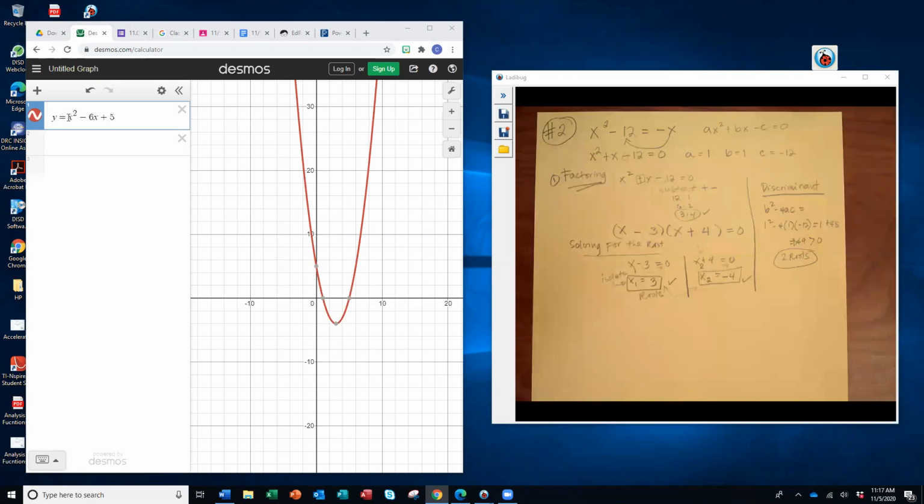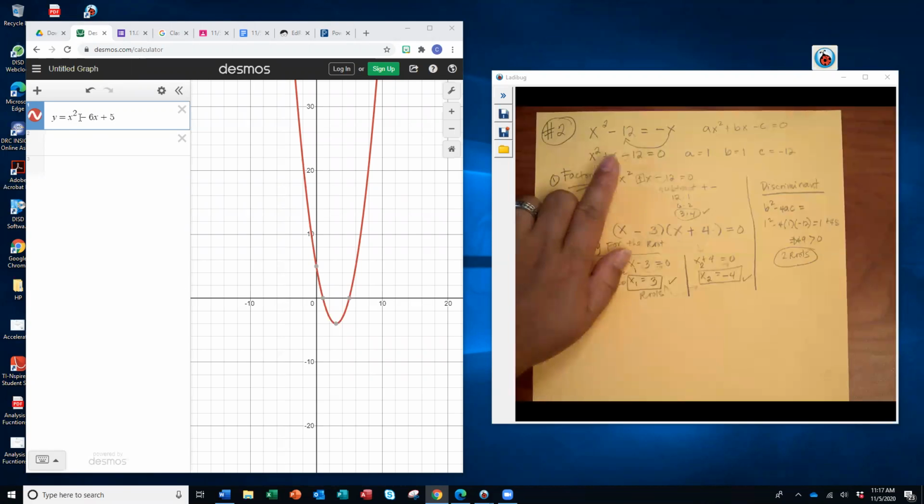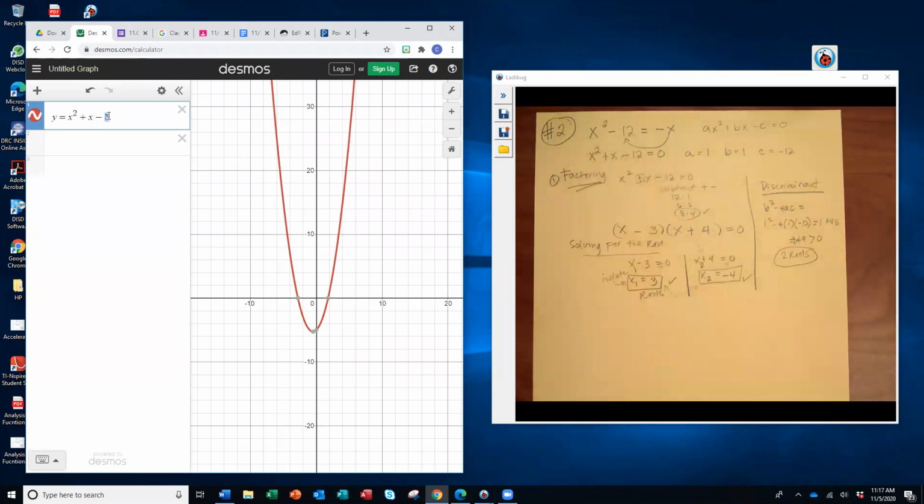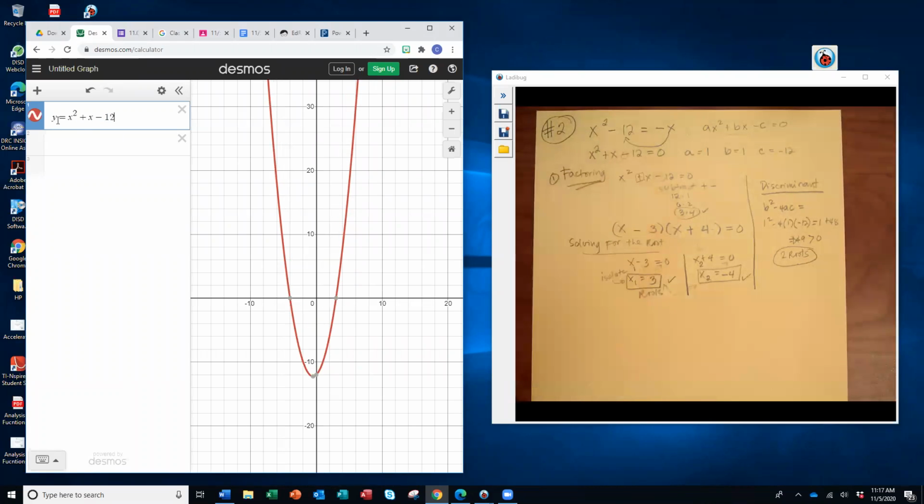Okay, so here you have x squared, and then the other one says x squared and then a plus x. So I'm going to change this into a plus x, and this one will be a minus 12. And let's change the 5 into 12. I won't put the 0 because I put the y already. What I want is just really the equation of x squared plus x minus 12.